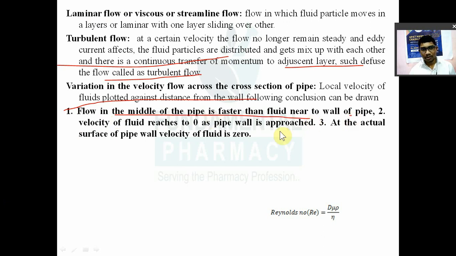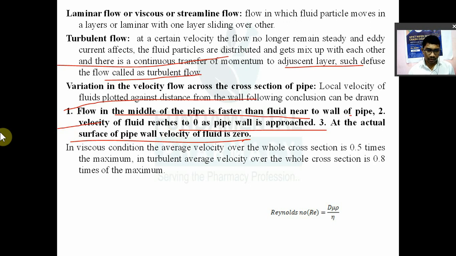Second conclusion है, velocity of fluid reaches zero as the pipe wall is approached. पाइप का जो सरफेस है वो अगर रीच हो गया वहाँ पे तो वेलोसिटी जीरो हो जाता है, ठीक है. And at the actual surface of the pipe wall, velocity of fluid is zero. मतलब जैसे जैसे वॉल नजदीक आएगा, पाइप का सरफेस नजदीक आएगा, वेलोसिटी कम होते जाएगा. और एग्जैक्टली वॉल के यहाँ पे वेलोसिटी कितना रहेगा, जीरो रहेगा.